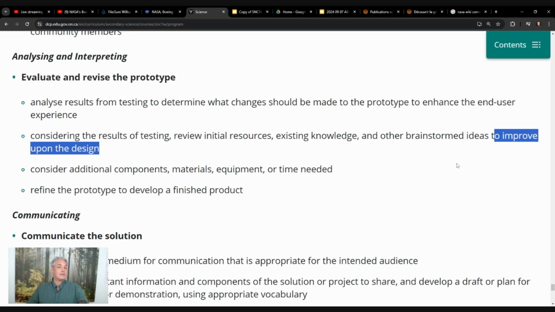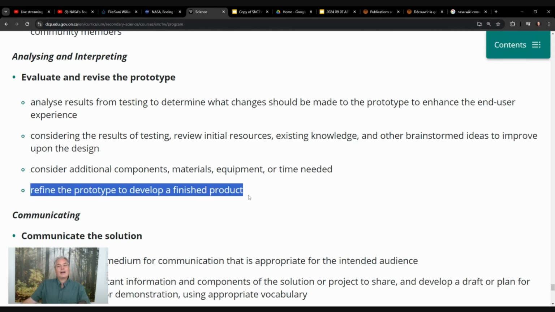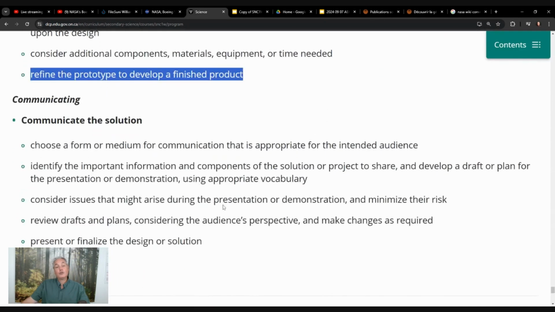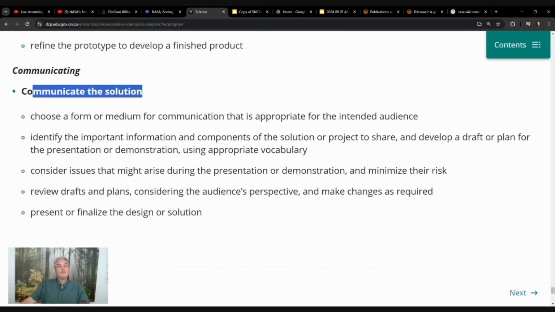Because the whole idea here is that you want to test your prototype. So the next one that you do, the version 2, version 3, or version 4, are actually much better. Very good. And that will allow you to say, okay, if I were to refine my prototype for the next version, here is what I would do. And that brings us to the communication piece. You need to be able to communicate the solution.